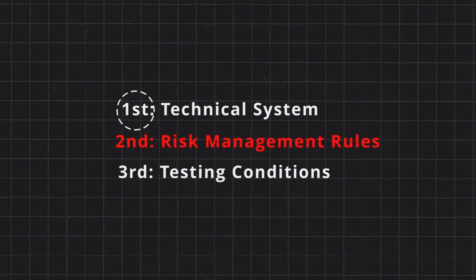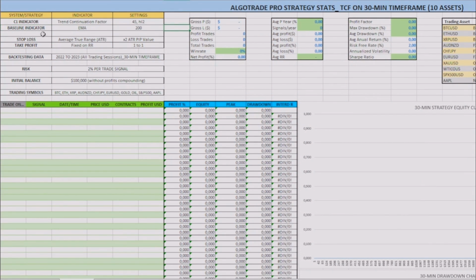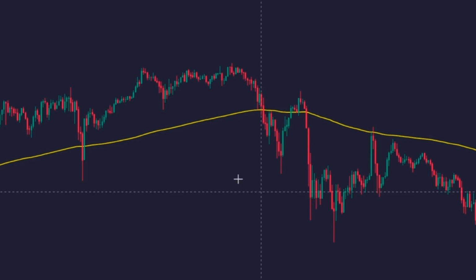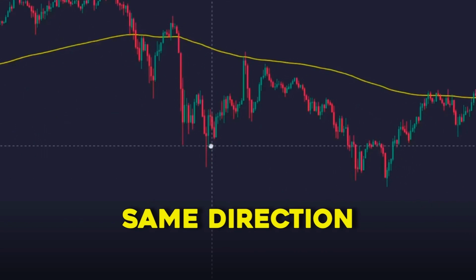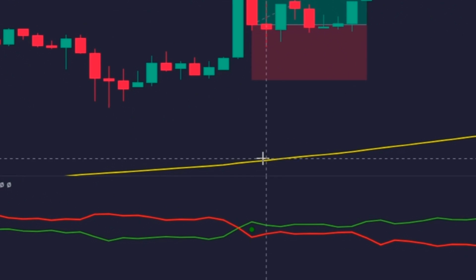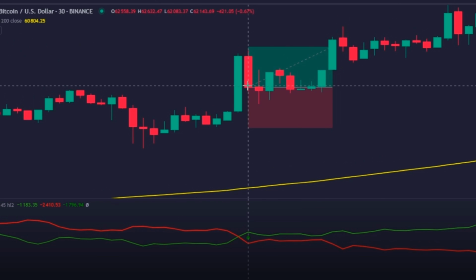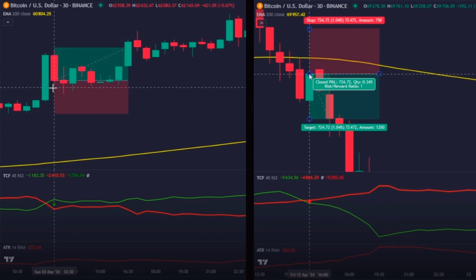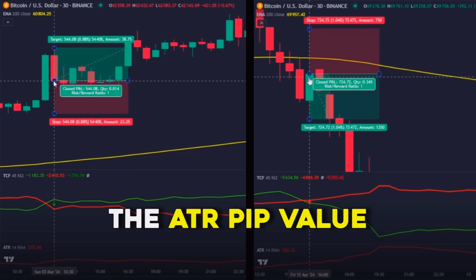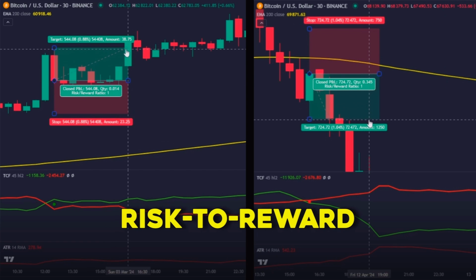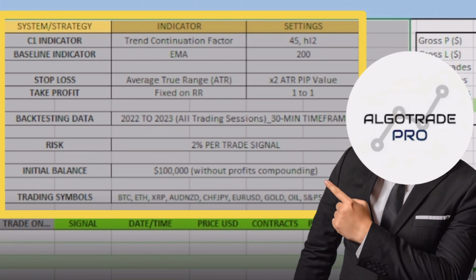Finally, regarding the technical system, in addition to the Trend Continuation Factor, I will also use a 200-period exponential moving average as a baseline, just to filter losing signals from the indicator, in a way that I will only consider entry signals that are in the same direction as the trend given by this baseline. Here you have an example of a long position where the price is above the 200 exponential moving average, and here you have a short trade example where the price is below the baseline. And in the 2 examples, you can see that the stop loss is 2 times the ATR value at the close of the signal candle, and the take profit is on the 1-to-1 risk to reward ratio zone. And so these are our backtest conditions.